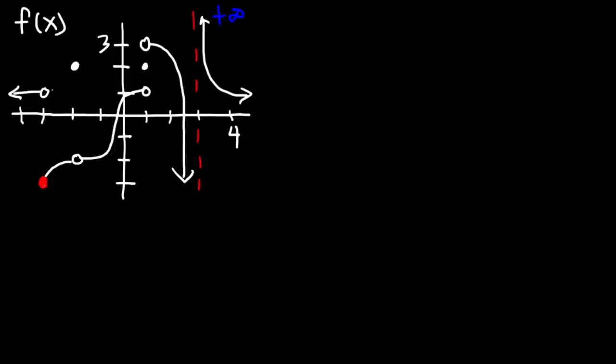Now at negative 3, we have what is known as a jump discontinuity. The graph doesn't connect. At negative 2, we have what is known as a hole. A hole is a removable discontinuity. A jump discontinuity is not removable. So this is another example of a jump discontinuity. It's a non-removable discontinuity. And here we have an infinite discontinuity, which is also non-removable.